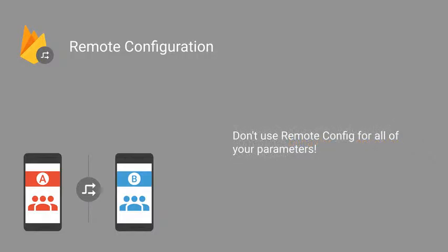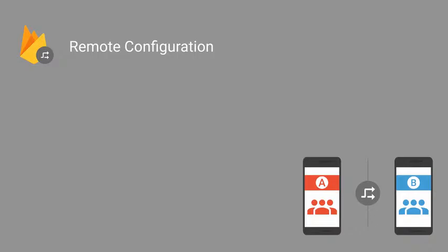But just because remote config can update your app on the fly without going through the regular app update process, doesn't mean that you should be putting all your parameters in there. Here are 3 things that you should not be using remote config for.